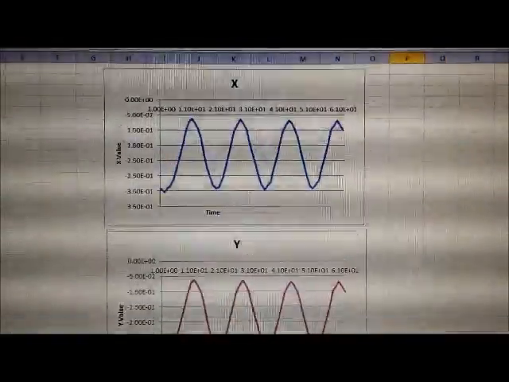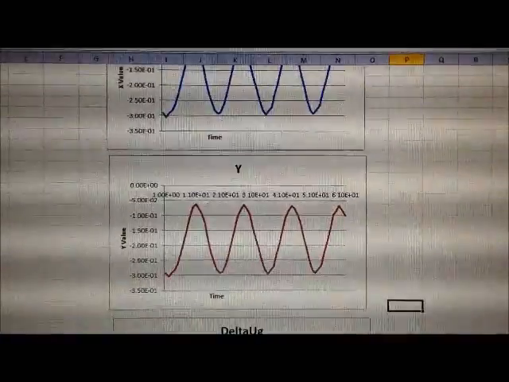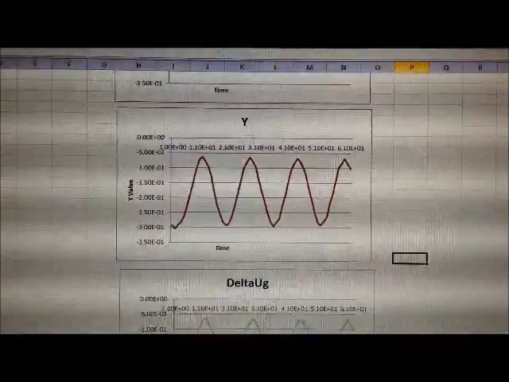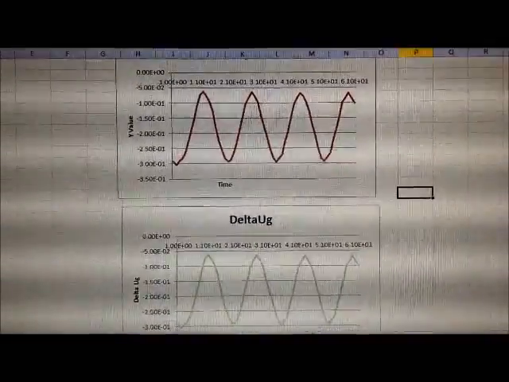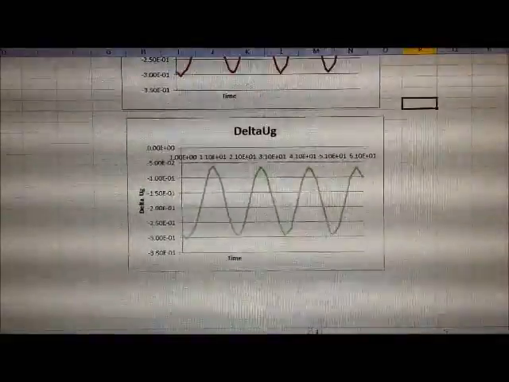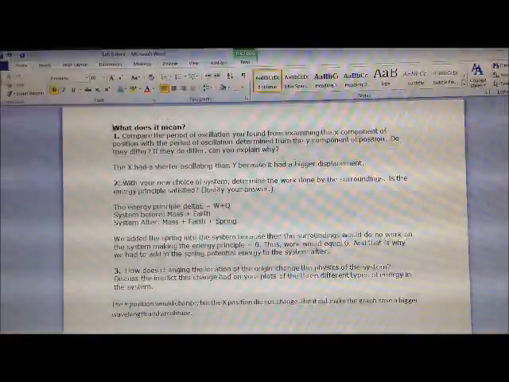Then I used the data from Tracker and from the model to make 3 graphs, one for the x value, one for the y value, and one for the spring potential energy. As you can see, they are all fairly similar and all are oscillating.